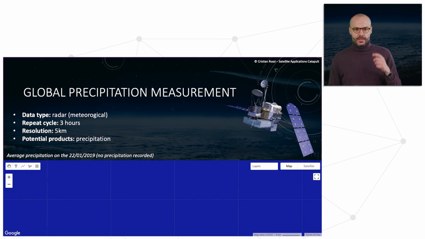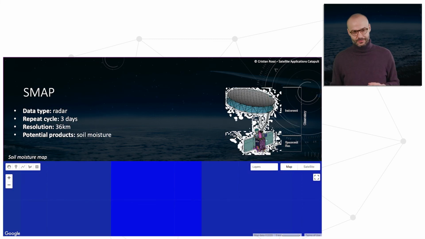Weather data: a mission worth mentioning is the GPM mission, Global Precipitation Measurement. The repeat cycle in this case is 3 hours, so this is used to detect precipitation every 3 hours, and the resolution is 5 kilometers, spatial resolution. The final mission that I want to mention is SMAP, another radar mission, 3 days repeat cycle, resolution of 36 kilometers. This mission has been used specifically to derive a soil moisture product.